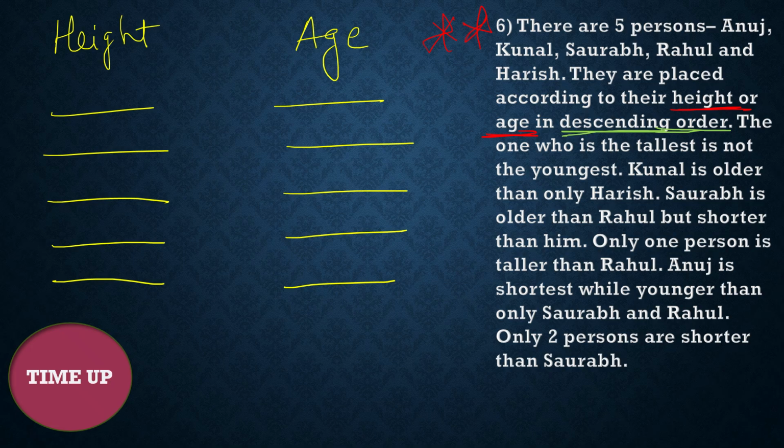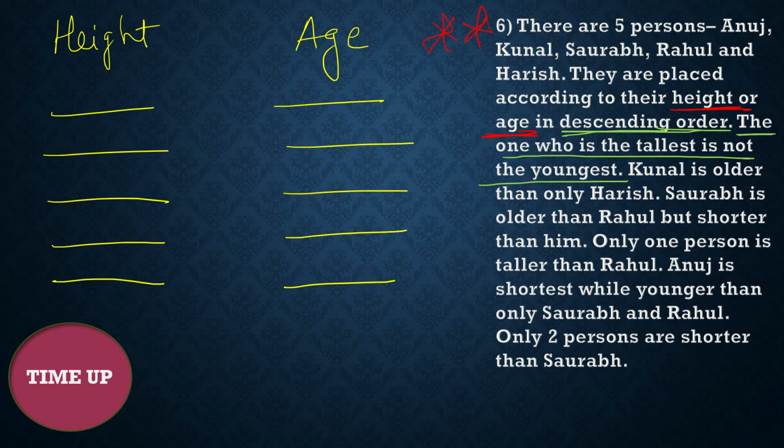The one who is the tallest is not the youngest. This is a very important statement. That means whoever person comes here, height wise he will be the tallest. But that same person should not be the youngest in terms of age. That is what it is saying. Whoever is placed here should not come here. Okay? That is what the statement is telling you.